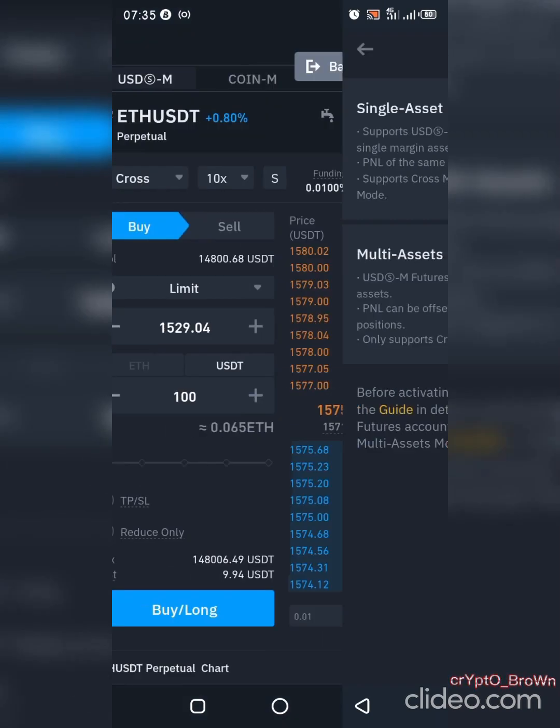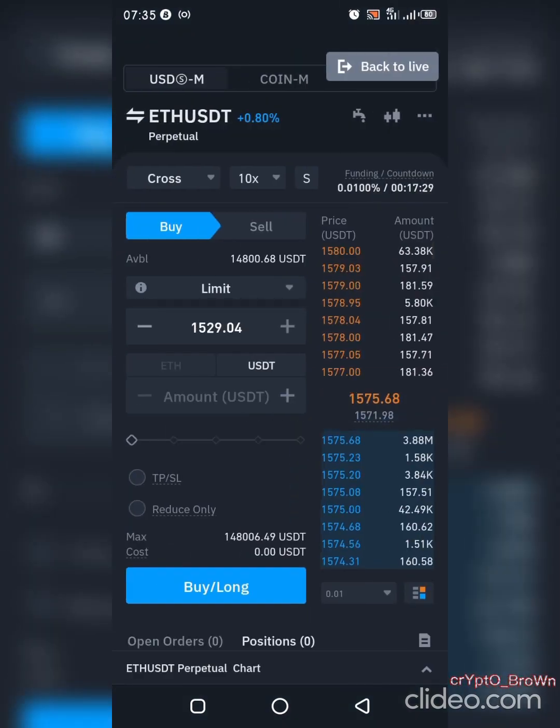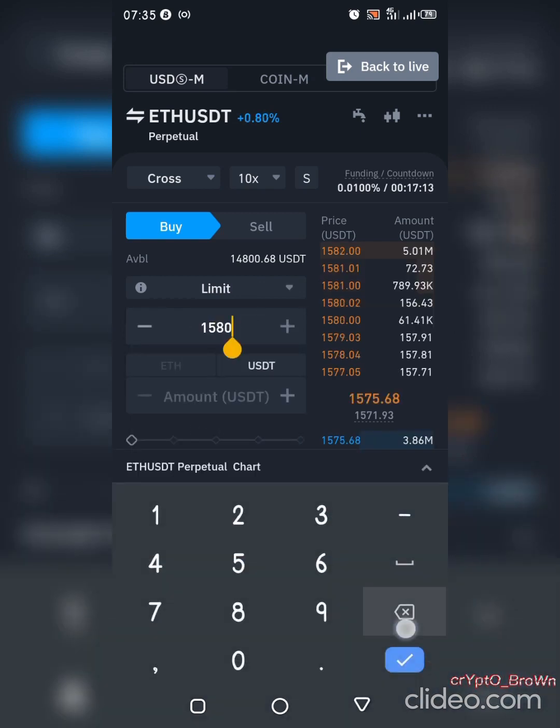Let's go back. Usually the single asset mode is what we use. The multi-asset mode is a little complicated. We are not talking about that now. And if we are to enter into the market at our own price, we are going to use limit. So we select limit and we will enter the price at which we want to enter the market. Or if the price gets to what we've entered, our position should trigger.